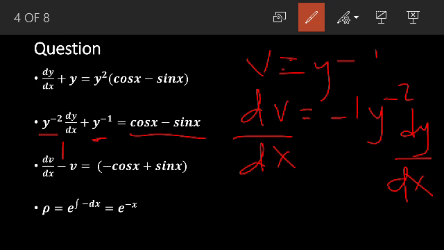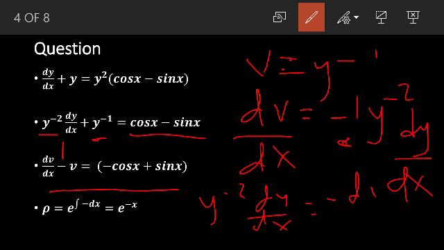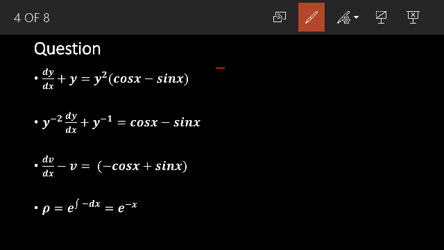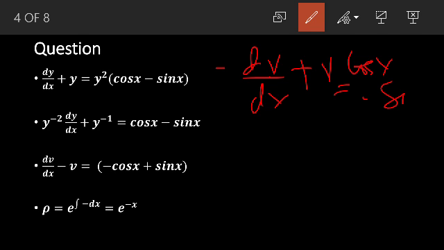Then here you have cos x minus cos x plus sin x. You may wonder why we have this here. Remember, from here you can notice that y raised to power minus 2 dy over dx is equal to minus dv over dx. So if we put it that way, then we are supposed to have minus dv/dx, then plus v, equal to cos x minus sin x.